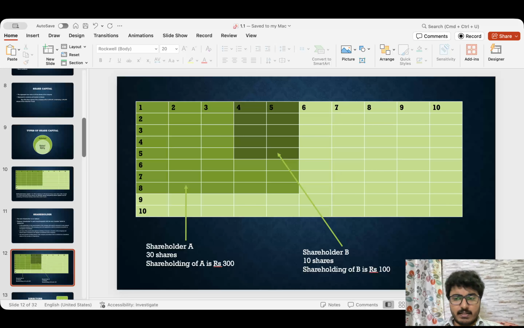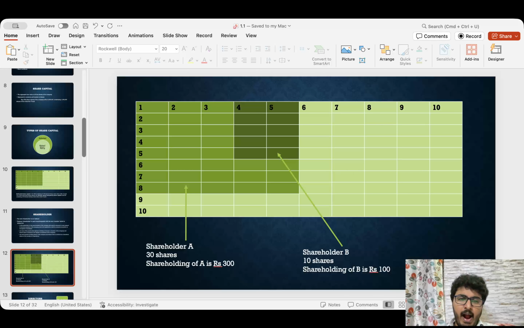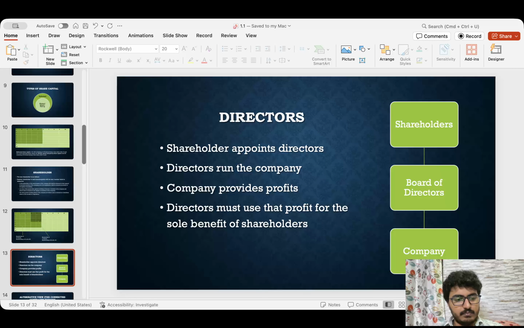Suppose there is a diagrammatic presentation. Shareholder A holds 30 shares, so the shareholding of A is rupees 300, and shareholder B holds 10 shares, that is rupees 100. So the total issued and paid-up capital of the company is 300 plus 100, that is 400. This is an example of shareholders.